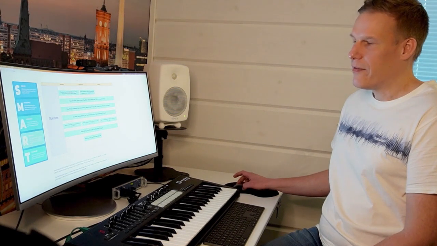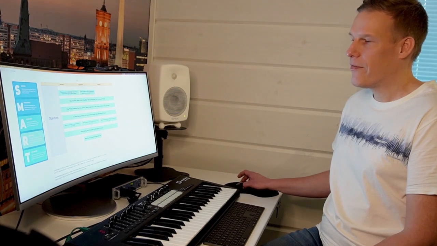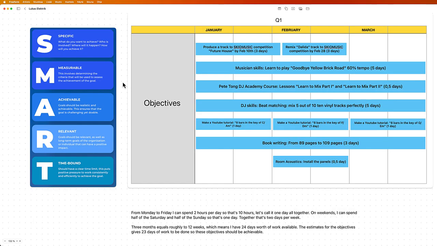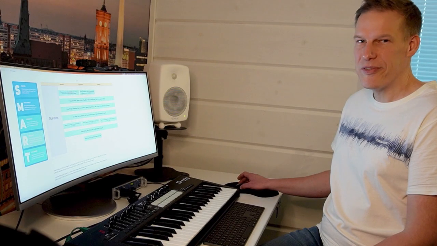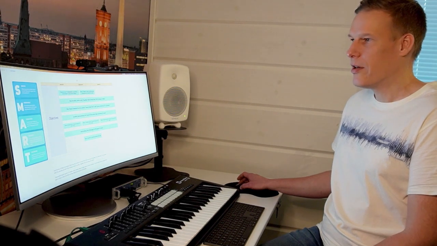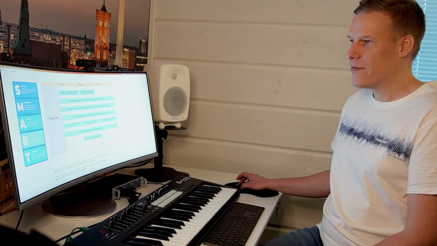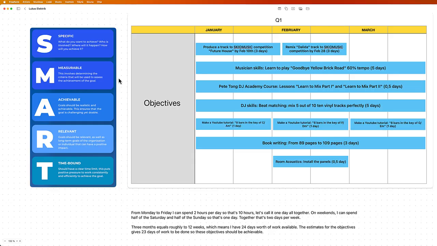A good objective should have certain properties. It should be specific, measurable, achievable, relevant, and time bound. What this means is that a specific objective describes exactly what it is that you want to achieve. Measurability means that you have certain criteria to assess whether you are achieving the goal or not.